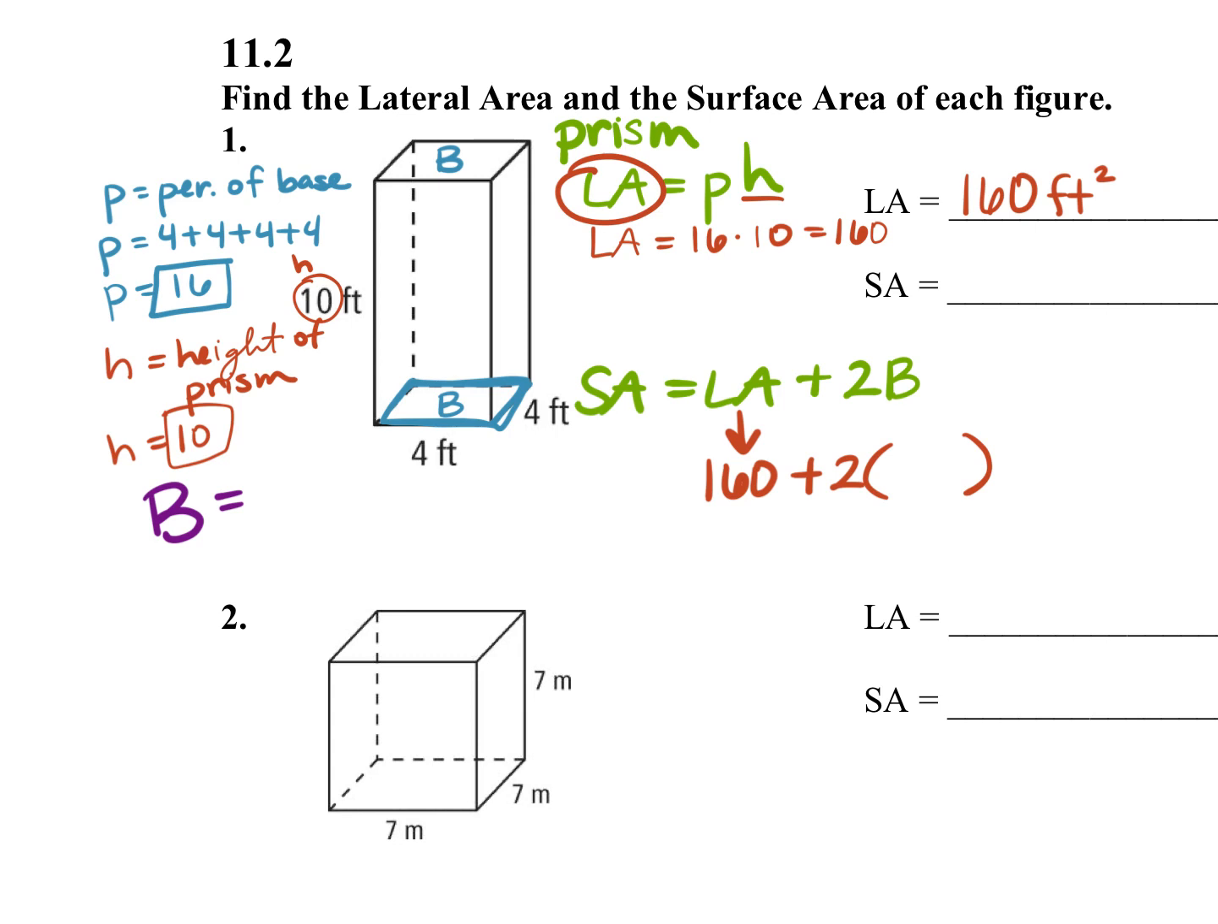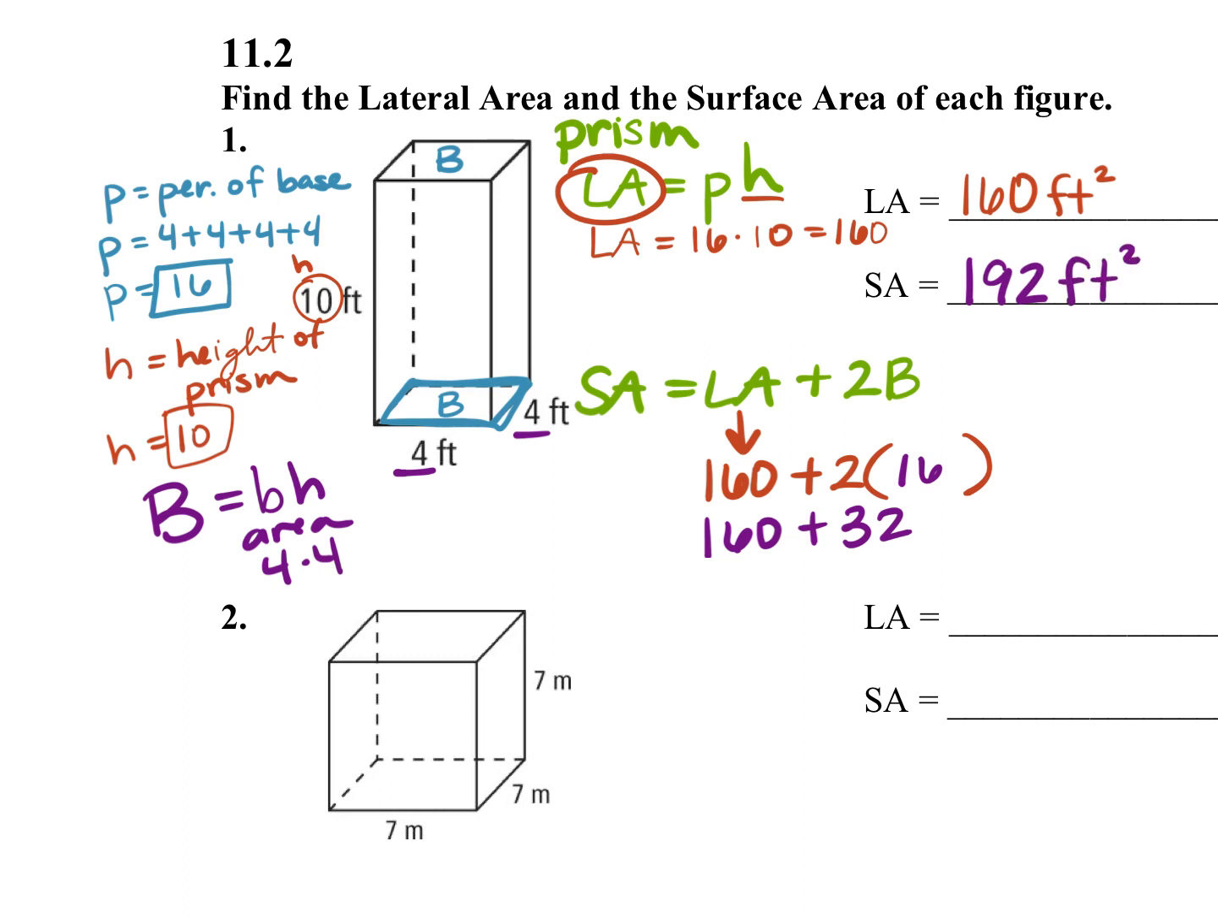It is. I should have picked different numbers for this one. Why is it 16 though? It's 4 times 4. It's base times height, right? Your B here is the area of the base. If it's a different number, like 4 and 5, it would be 20. So this is 4 times 4, or 16, for the area of that square. So you go 160 plus 32, so it's 192, and you label it the same way because it's still an area, so 192 square feet.